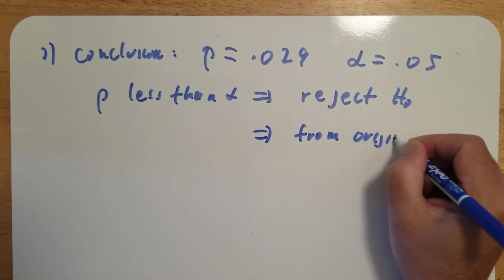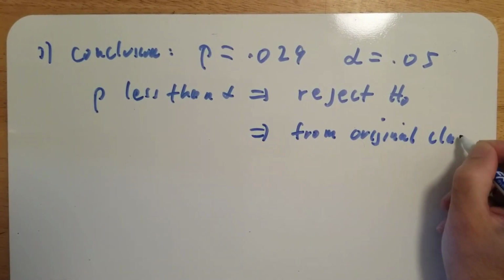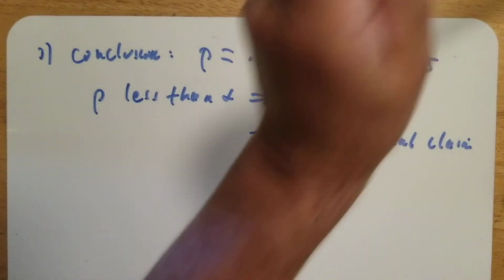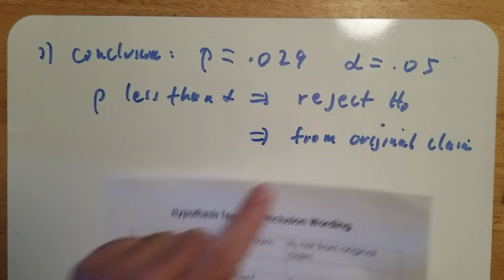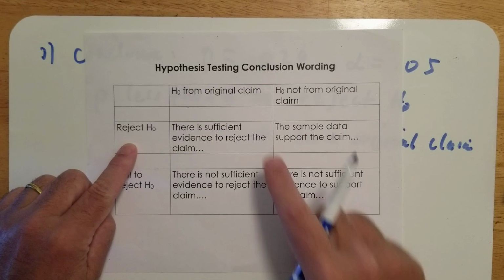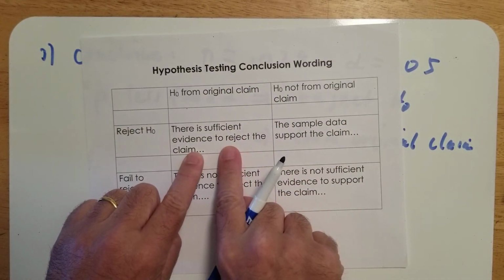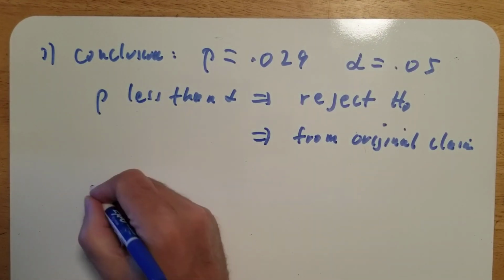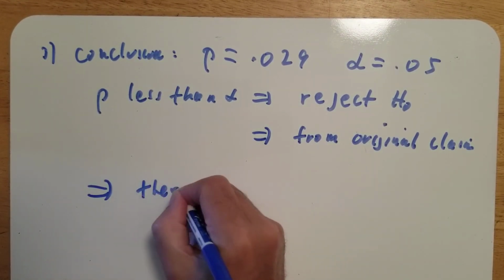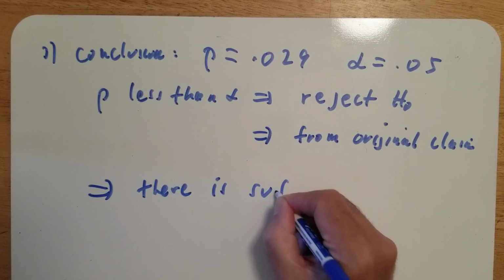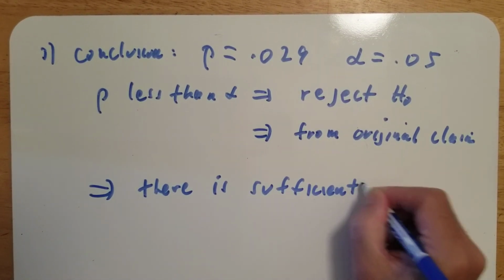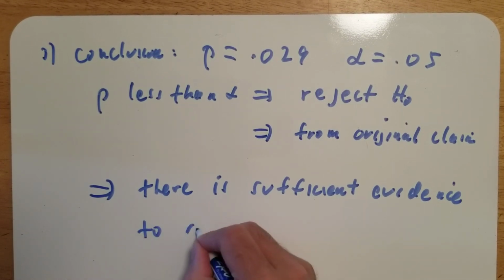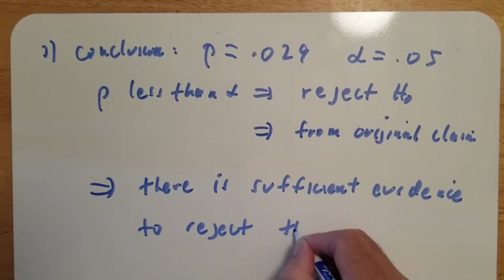From original claim. So I'm going to look on my conclusion chart. Reject H null, from original claim. There is sufficient evidence to reject the claim.